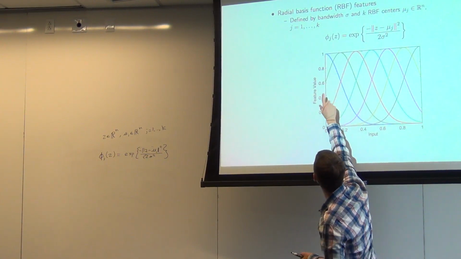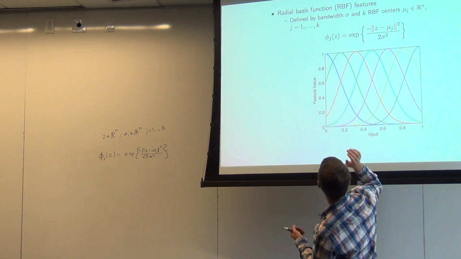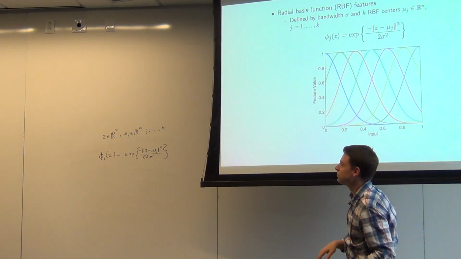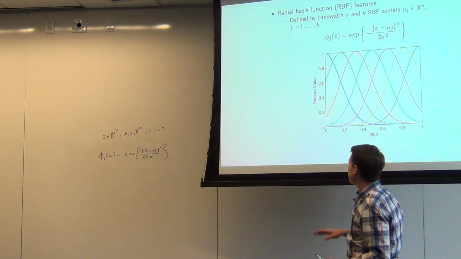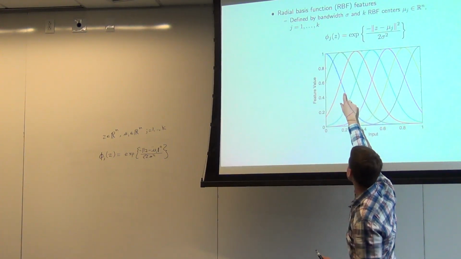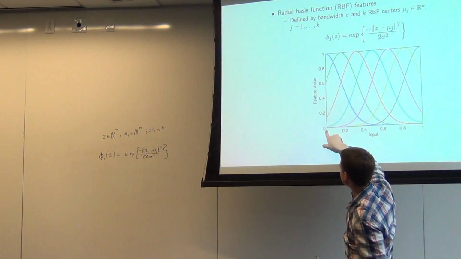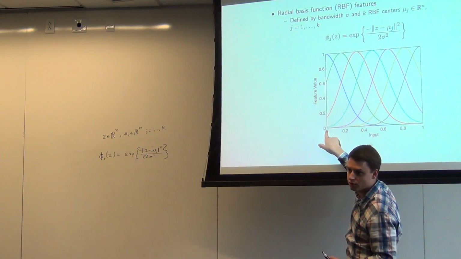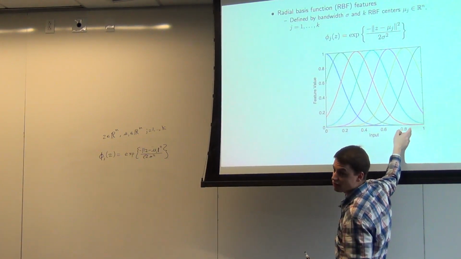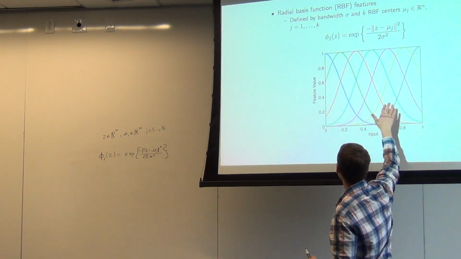So how many are there? 1, 2, 3, 4, 5, 6, 7 total bases here. And I'm showing the evaluation of each of these bases for different points, right? So for example, this one here has its center at 0, so mu 1 equals 0 here. And very far away from that, it's 0 valued, and similarly for the other ones.